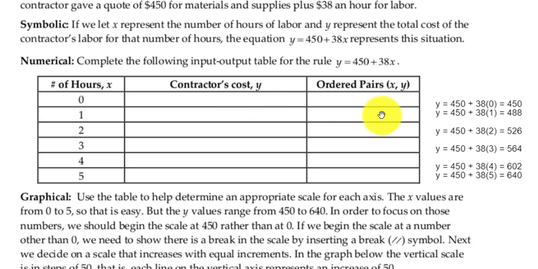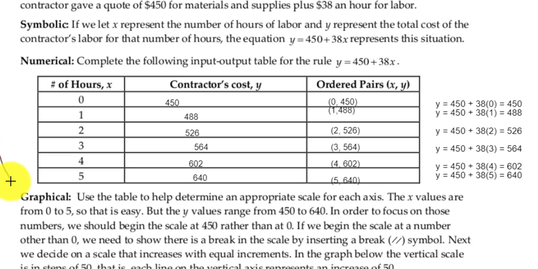So you're going to write these values in for y here. Right, the 450, the 488, the 526, and so on. So we get something that looks like this, right? The 450, the 488, and so on. And then the ordered pairs will look something like this. Right, so these are the ordered pairs.